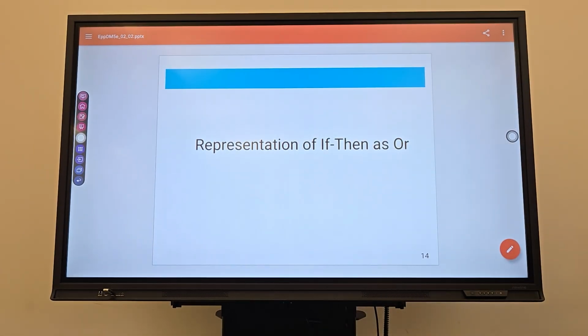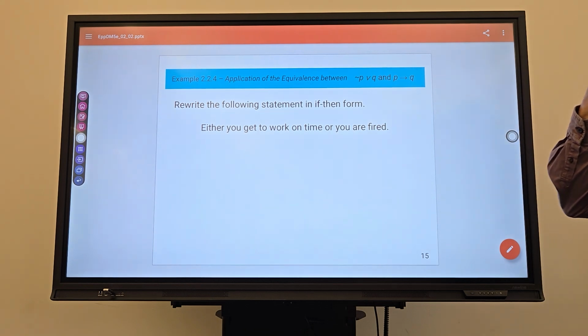Now, representation of if-then as an or. Rewrite the following statement in if-then form. Either you get to work on time or you're fired. If you are not on time, then you are fired. Right? Yeah, kind of common sense. Remember that when you're running late for work?